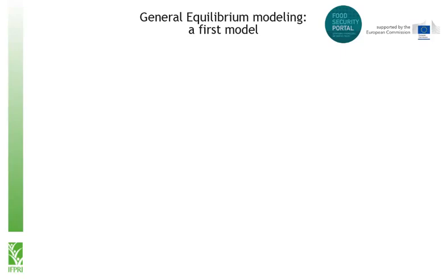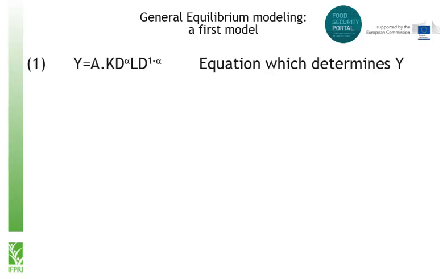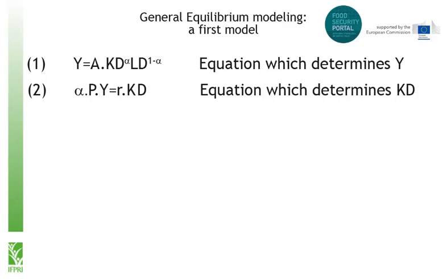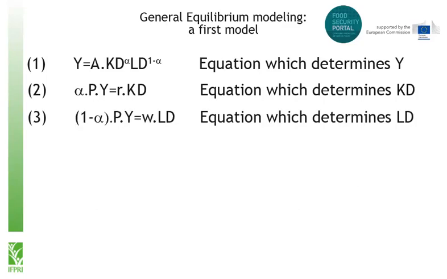So let us do that in the case of this model. The first equation is obviously an equation of production, so it's an equation which determines the level of output Y. The second and third equations are derived from a cost minimization program, and we minimize cost in order to determine the demand for productive factors. So the second equation is an equation which determines KD, and the third equation is an equation which determines LD.